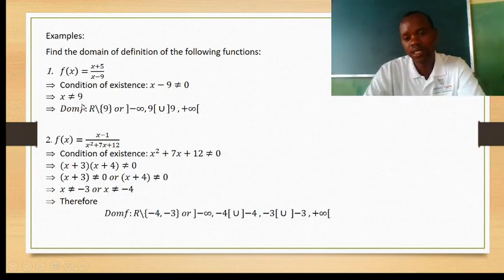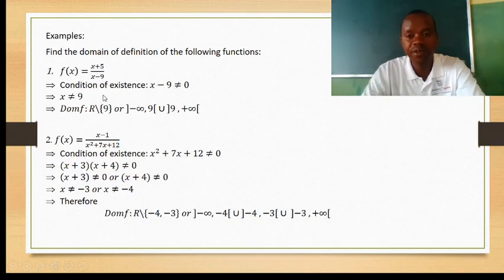That is why x must be different from 9. In this case, the domain of definition will be all real numbers except this number 9. The domain of definition will be R minus a small set containing the element 9. In interval form, that means from minus infinity excluded up to 9 excluded, union from 9 excluded up to positive infinity.